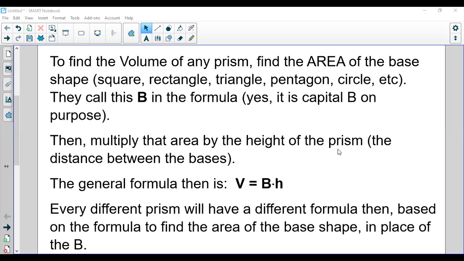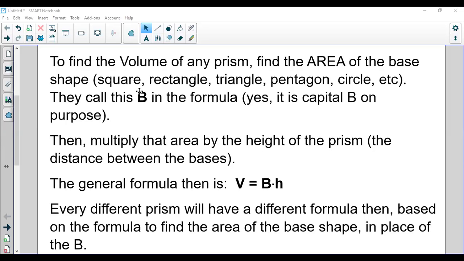The height can be confusing on some of these prisms. The height is the distance between the two bases. So how far is it from base to base? If the prism's standing up on its base, that's easy. It's just how high is it? Sometimes the prism's going to lay down, and the height won't be up and down. The height will be sideways. So the formula is going to look like this. Volume V is equal to capital B, area of the base, times H, the height of the prism.